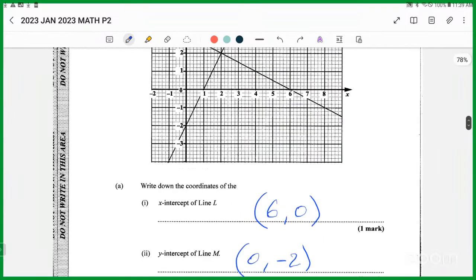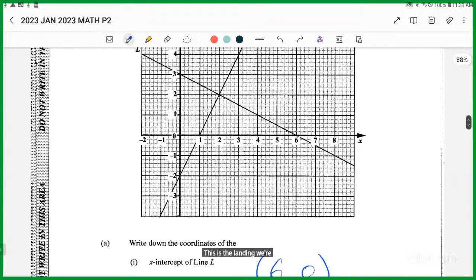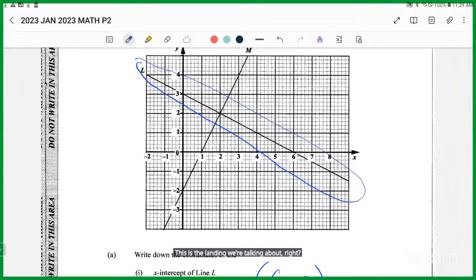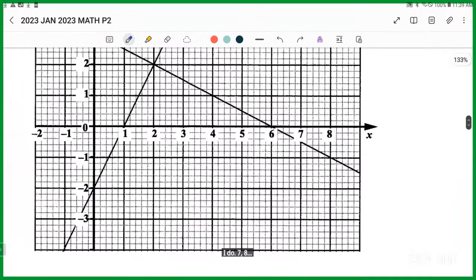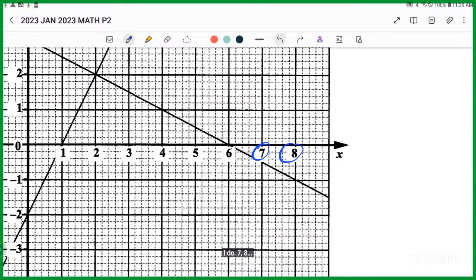Alright, this is the line L we're talking about, right? And here is where x will be equal to 9. See? Right here. 7, 8, 9. So right here is where x equals 9. So this is the point they're talking about, where x equals 9. So that point is 9 something.